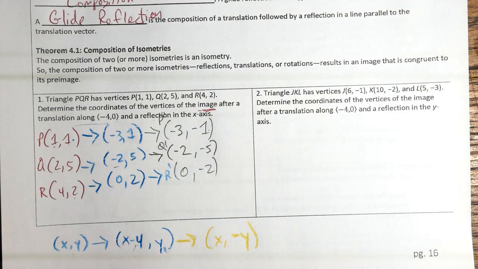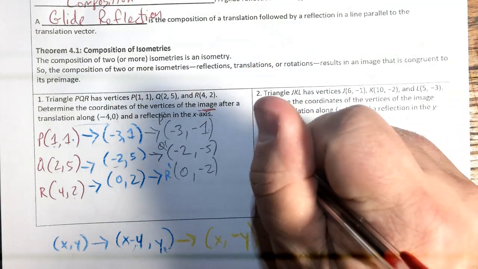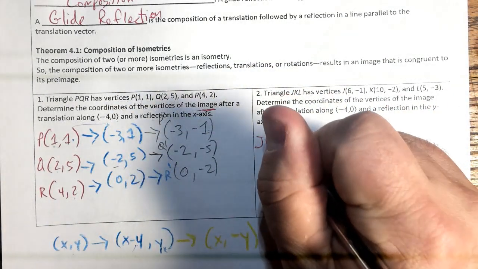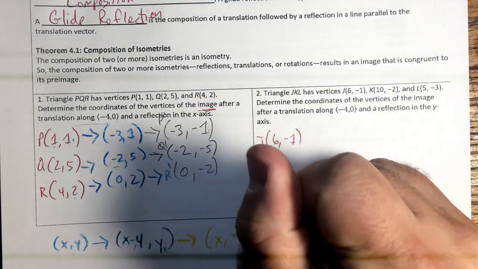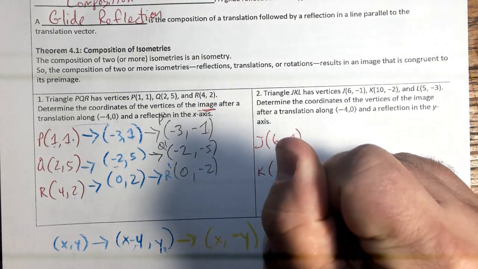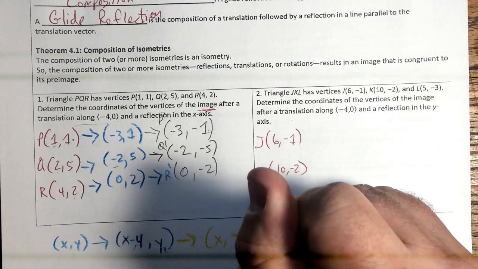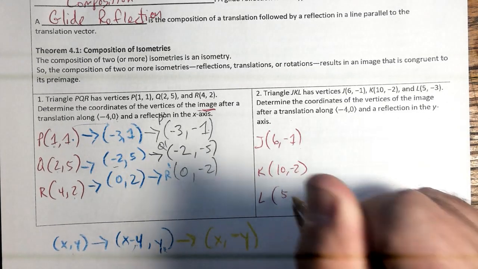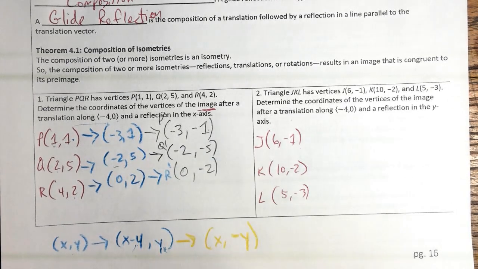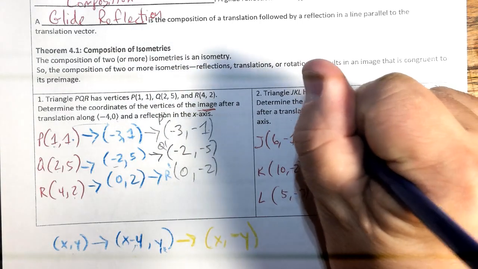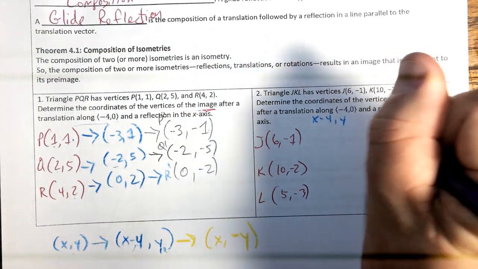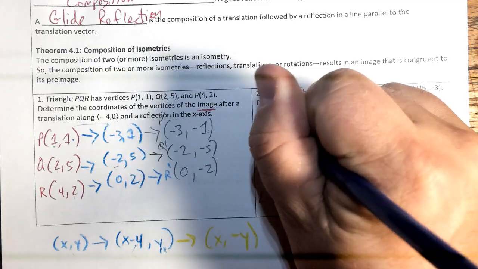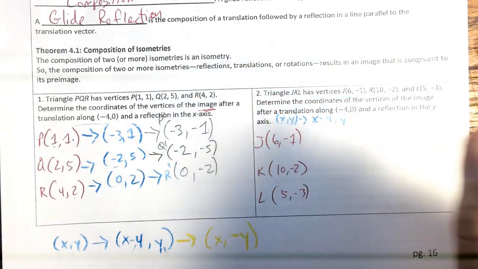All right, so number 2, triangle JKL has vertices. I'm just going to write them as I talk. J is 6, negative 1. K is 10, negative 2. And L is 5, negative 3. So it's going to be x minus 4 and then y because it's 0. So x comma y goes here.